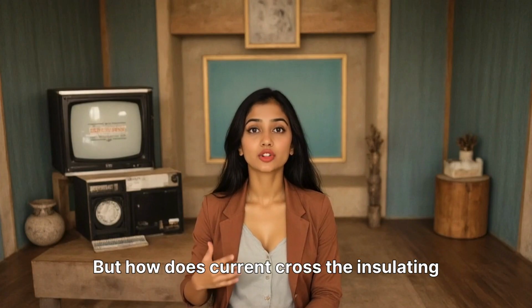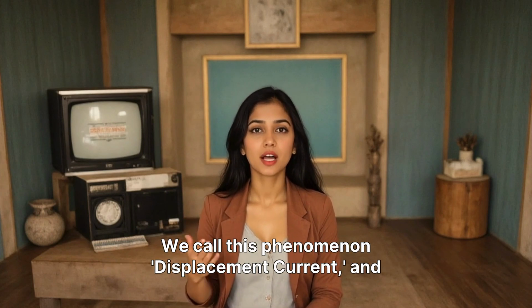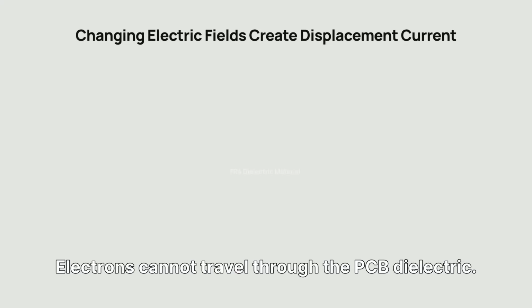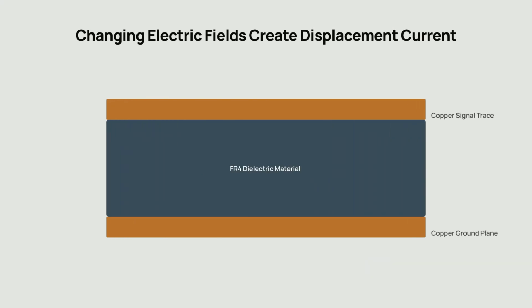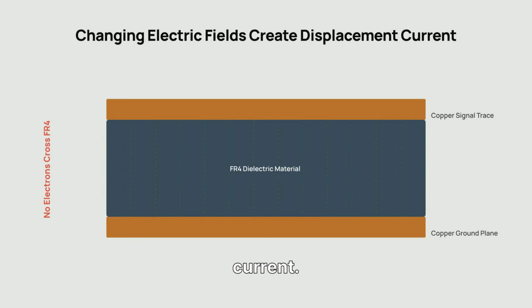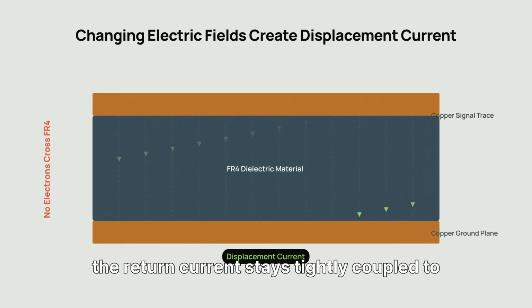But how does current cross the insulating dielectric? The answer lies in Maxwell's equations. We call this phenomenon displacement current, and it's the key to maintaining a continuous return path. Electrons cannot travel through the PCB dielectric. Instead, a changing electric field creates displacement current. This is how the signal trace remains electromagnetically connected to the ground plane, ensuring the return current stays tightly coupled to the signal.